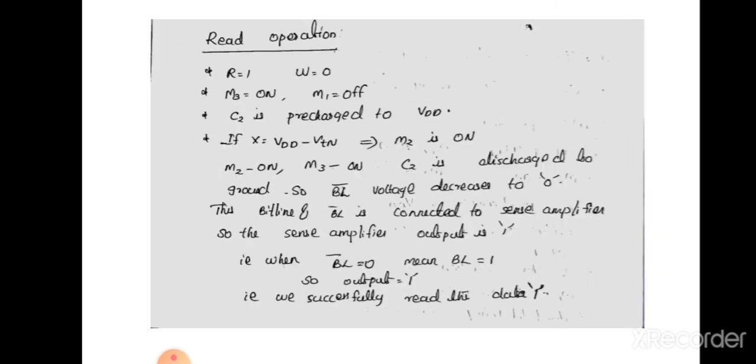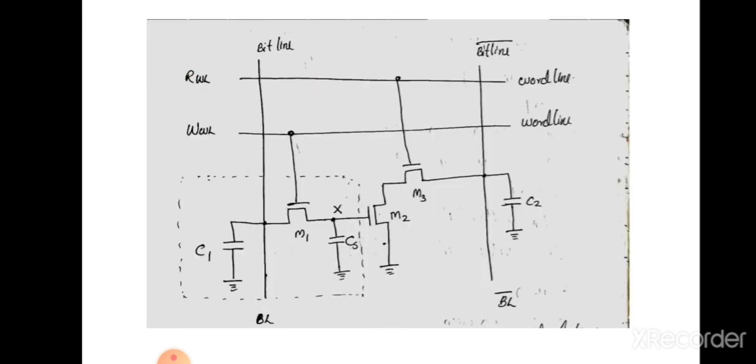In the case of read operation, let us see what we have to do. First of all, we have to set r equal to 1. Word line corresponding to read operation should be 1 and word line corresponding to write operation should be 0. That means this should be 1 and this should be 0. So whenever this word line is 0, this transistor is off, so this section will be off.